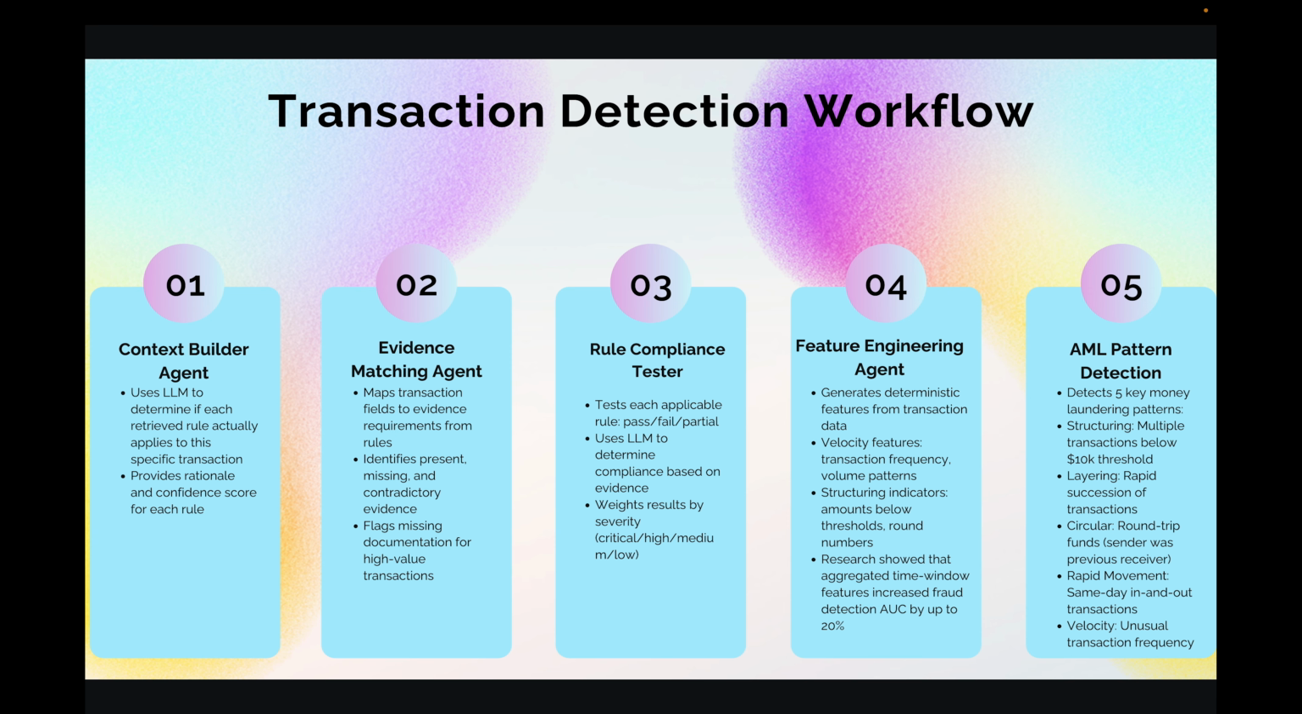Thereafter, we have our feature engineering agent, which will extract more features, especially by looking at the data sequentially and not individually at one transaction. Nowadays, many transactions are conducted in sequence across several transactions, and research has shown that aggregated time window features are more useful in detecting fraud. Next up, we have our AML pattern detection, which detects 5 key kinds of money laundering patterns through our transaction data.